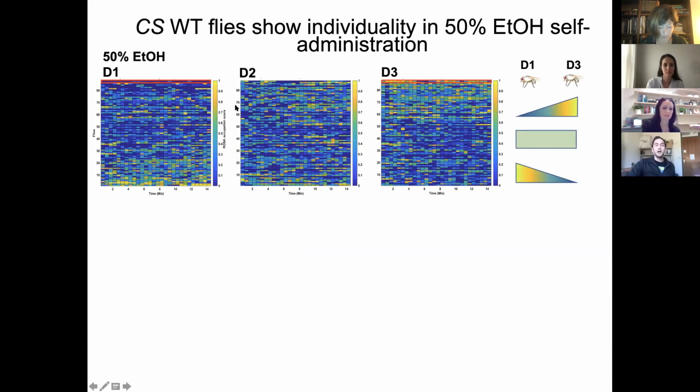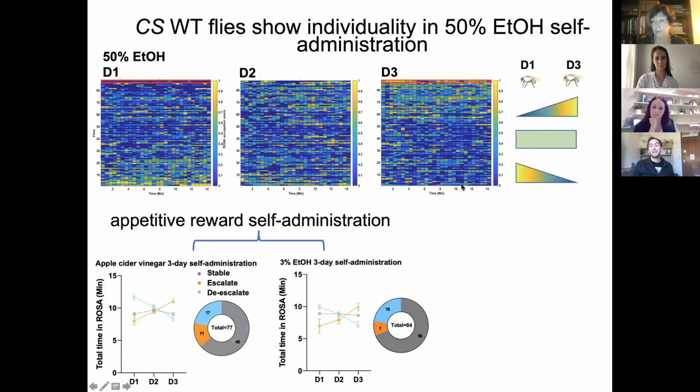There are flies that on day 1 self-administer very little, and then as the days progress, they self-administer more 50% ethanol. There are flies that are relatively stable. They self-administer roughly the same amount for the same amount of time from day 1 to day 2 to day 3. And then there's a population that self-administers a decent amount on day 1, but they slowly decrease their self-administration. So I've coined these escalators, stable drinkers, and de-escalators. What's very interesting is, so this data set is just 50% ethanol, but I've also run flies for appetitive natural rewards.